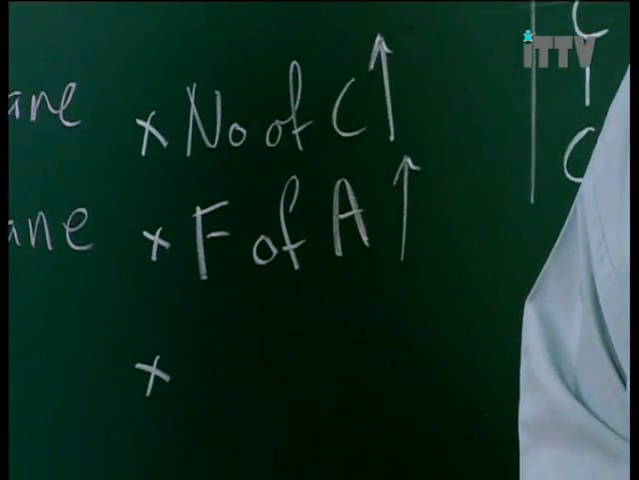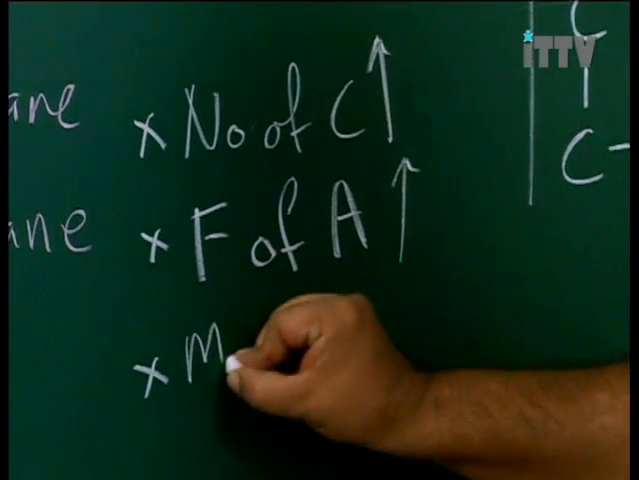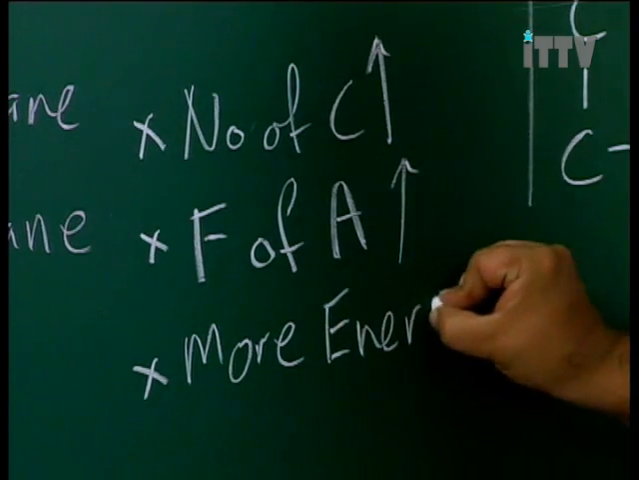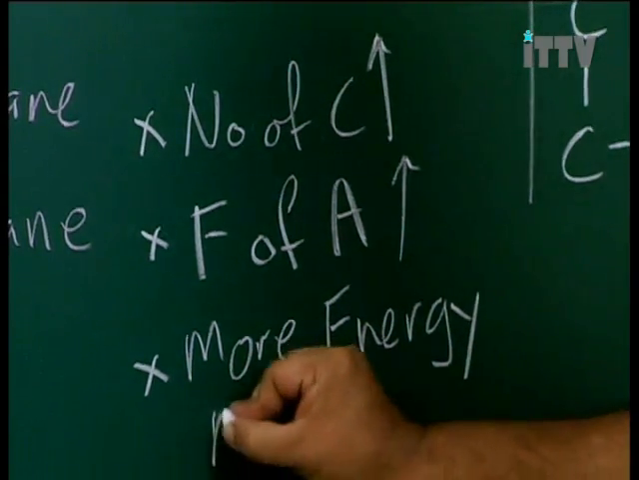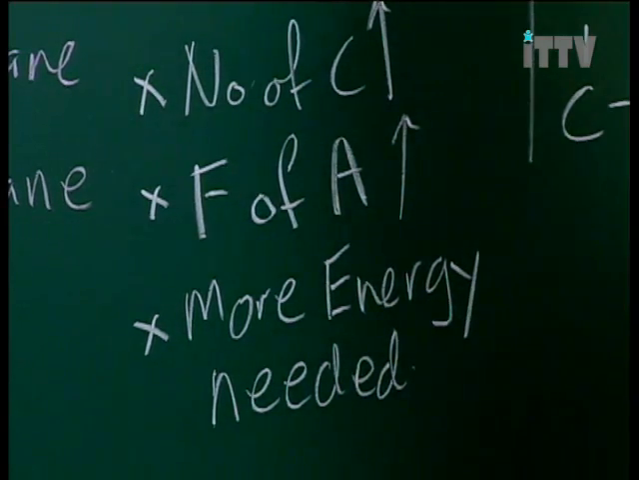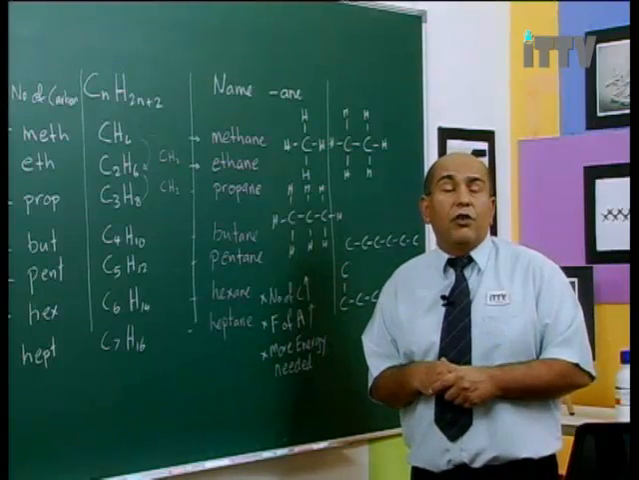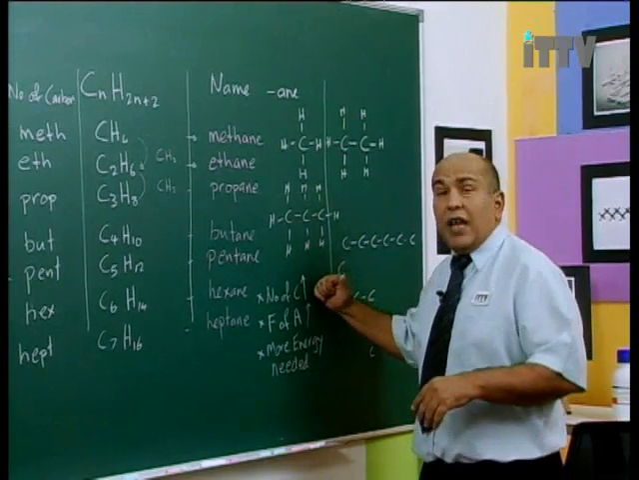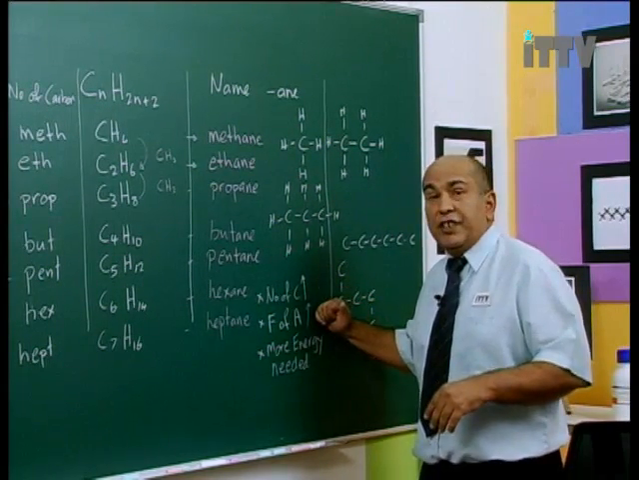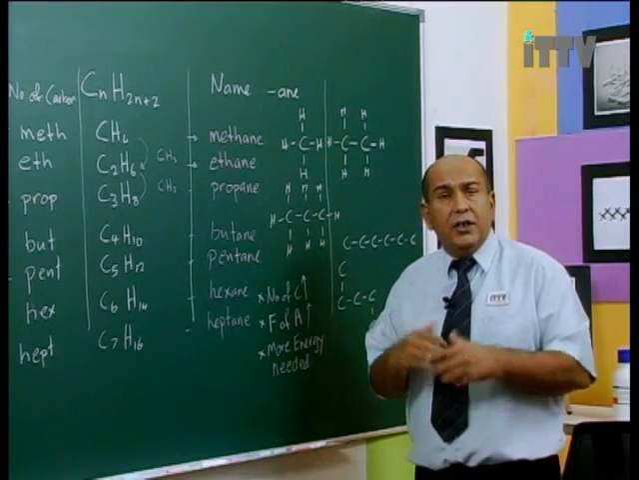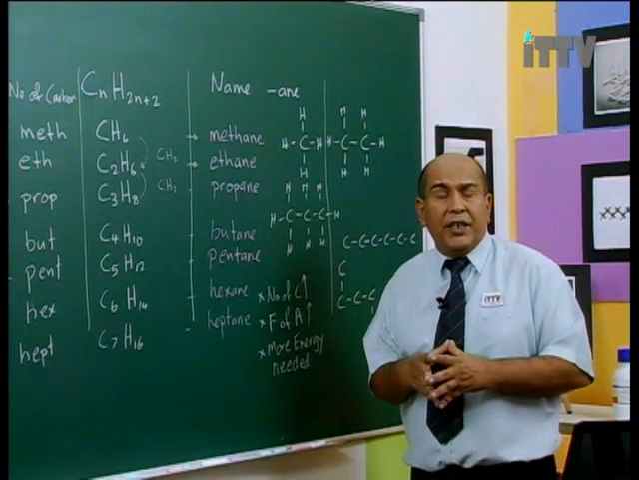Therefore, more energy is needed to overcome these stronger forces of attraction. So try to remember it. Number of carbon increase, force of attraction increase, more energy needed to overcome force of attraction, which is why the boiling point or melting point increases.